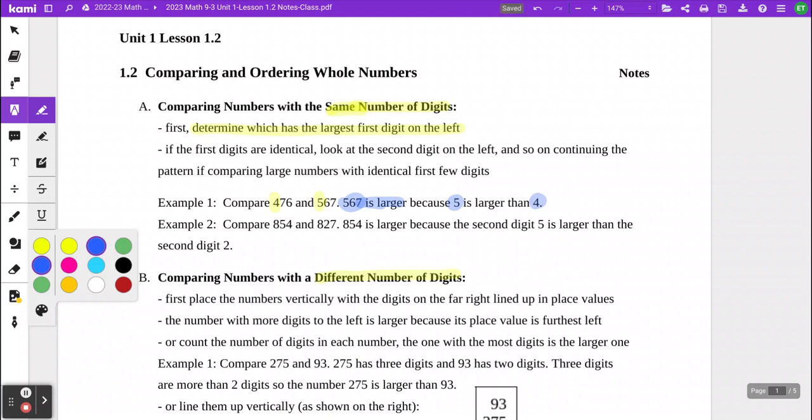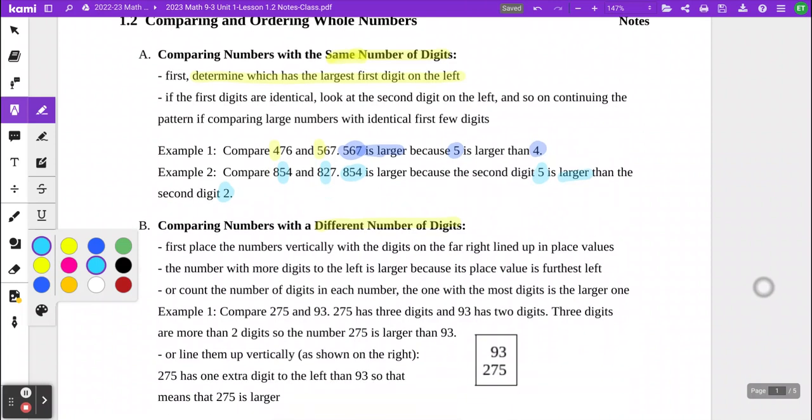Okay? Now, what if we've got digits where the first numbers are identical? Well, if these first numbers are identical, we need to look at the second numbers. So we look at the second number, and then the 584 is going to be larger because 5 is larger than the second digit 2. Okay, so the 5 is bigger than the 2.